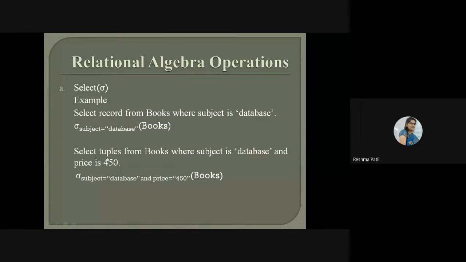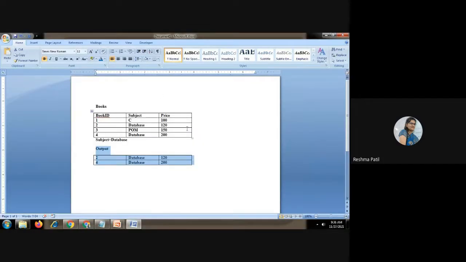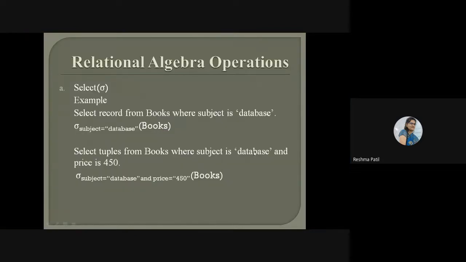Now what is next query? Select tuples from books where subject is database. Here are two conditions. Subject is database and price is 450. So in our table, two values will be like this. If you want to select more than one record, then we can show like this. Or at least one record should be with these values. One subject name is database and price of that book is 450. Then and then only you will get the result. Otherwise it will show nil. Nil record means nothing will be shown to you.